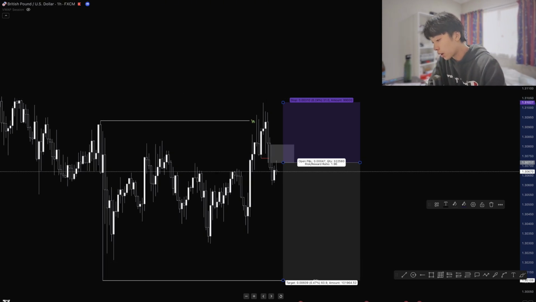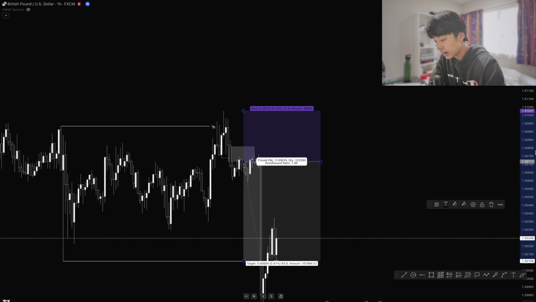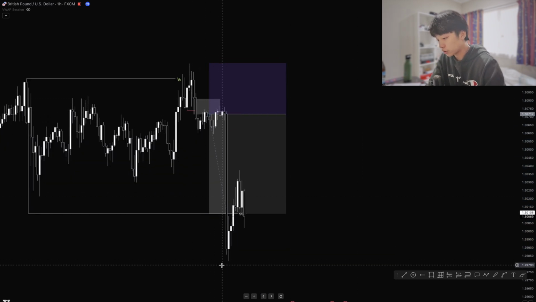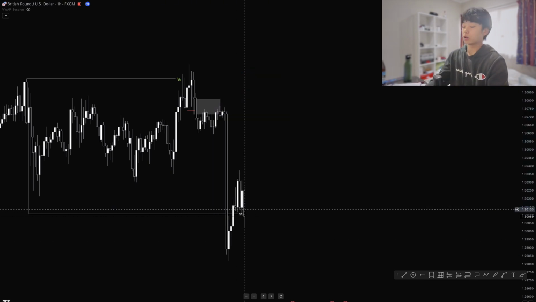But yeah, let's see what happens. And as we can see, price retests that 5-minute fair value gap and then it dumps very heavily, targeting sell side liquidity.